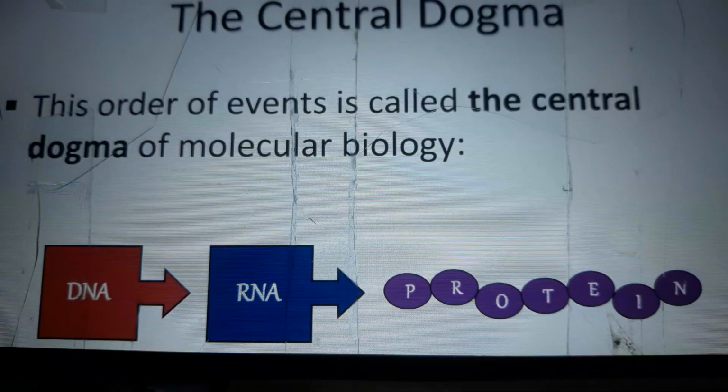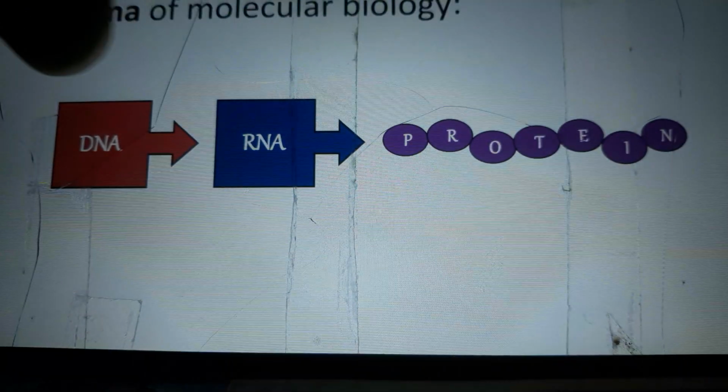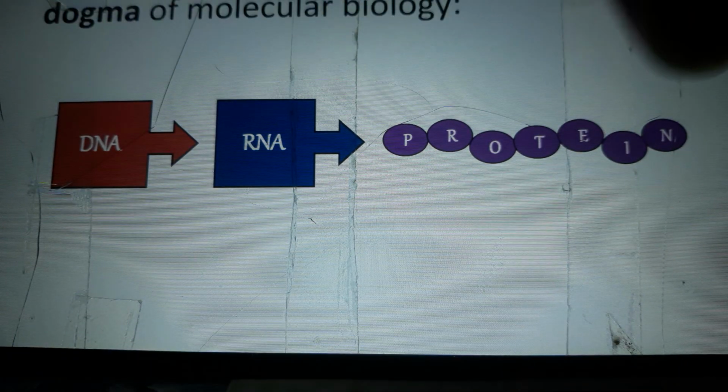This order of events is called the central dogma of molecular biology. This represents DNA, RNA, protein.